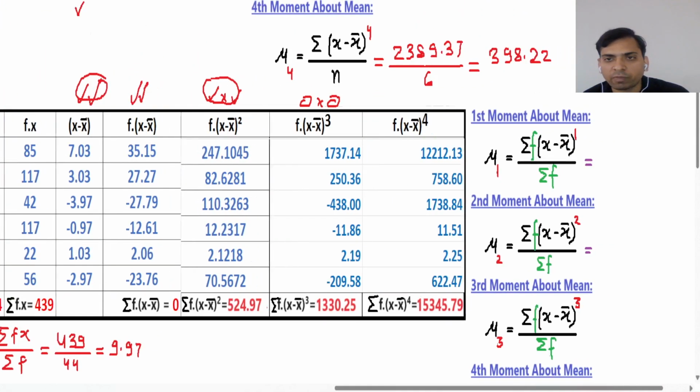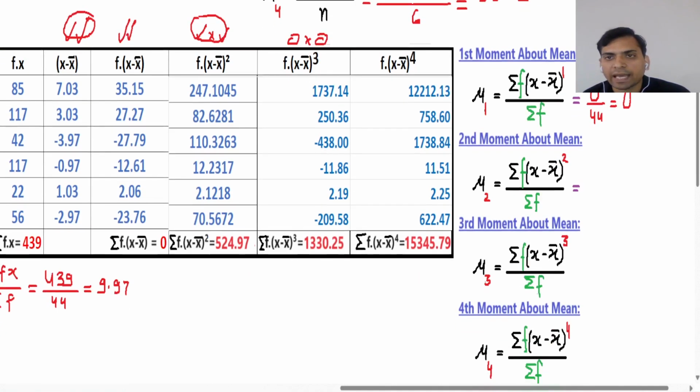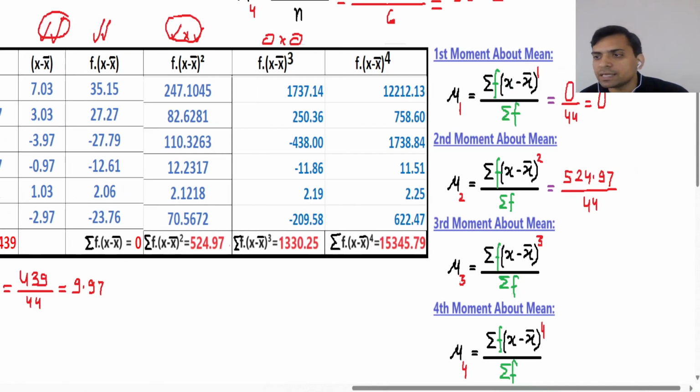So for first moment, this is always 0. No need to calculate. So this is as always 0. Now second moment, this summation of square column is 524.97, and this quantity divided by summation f, that is 44. So you will see this equals to 11.93.